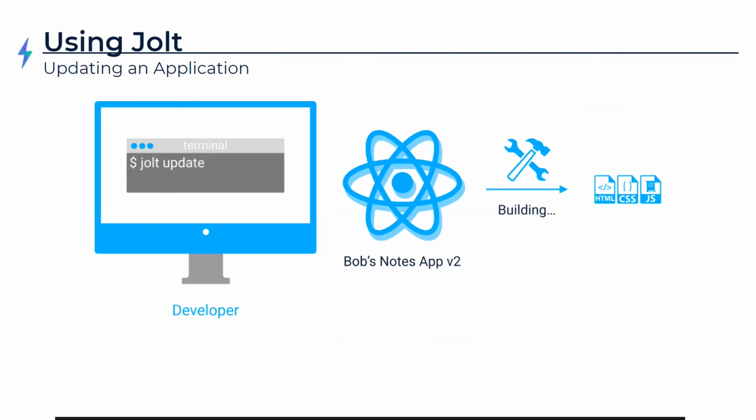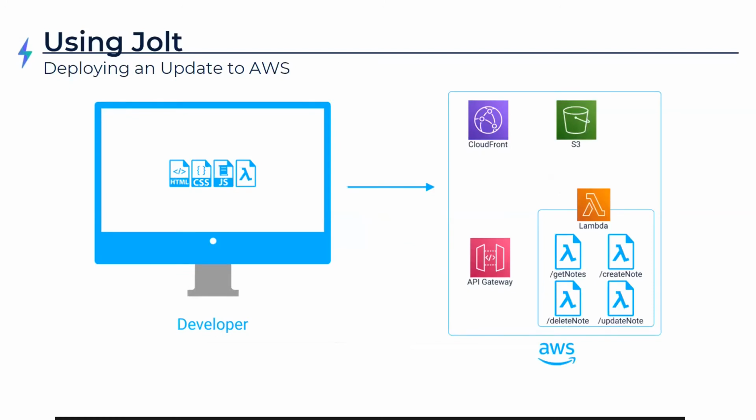After developing and testing this new functionality locally, Bob is ready to roll out version 2 of Bob Notes, and he can do this using the jolt update command. This will once again build the application code into a collection of static assets. These static assets and the Lambda code are used to update the existing infrastructure on AWS, and in the case of Lambdas being added or subtracted, the appropriate Lambda will be created or removed. In Bob's case, a new Lambda, delete note, gets created. And after a few minutes, version 2 is live all over the world.